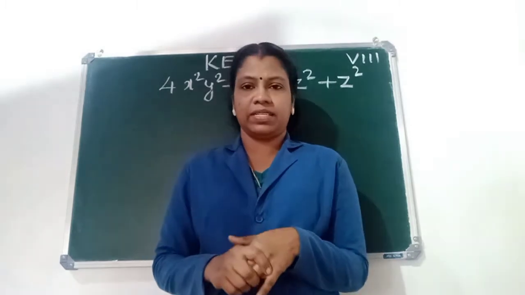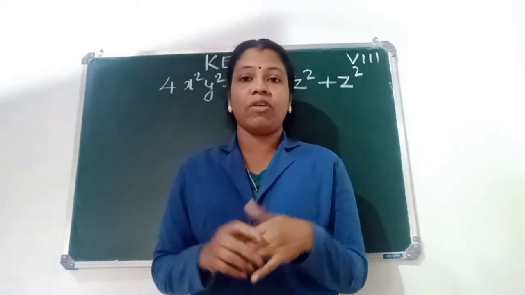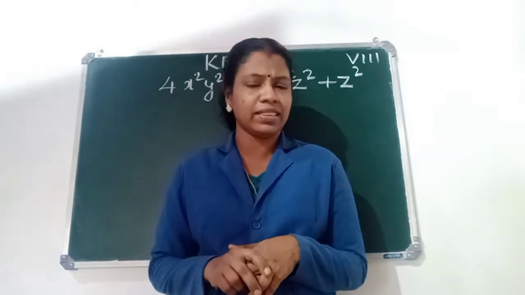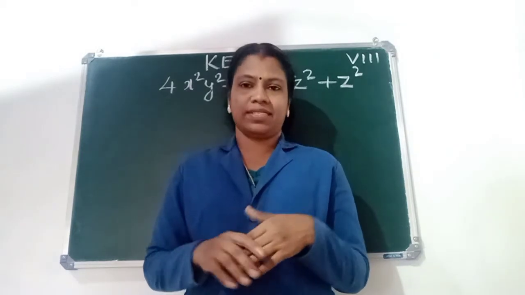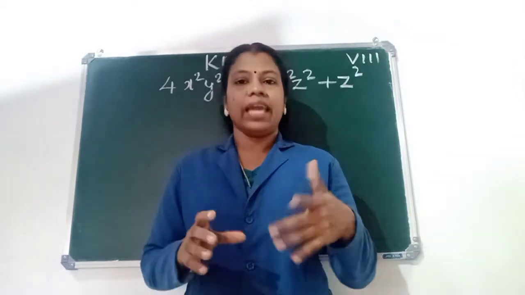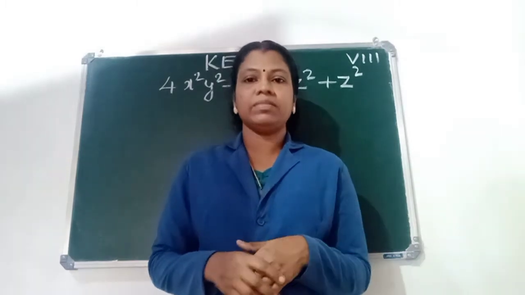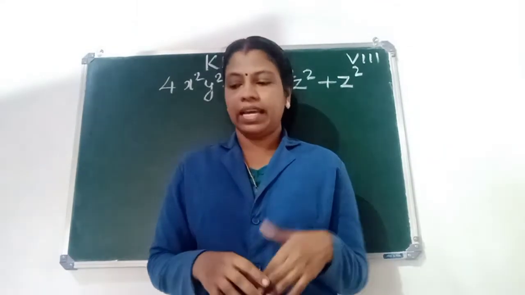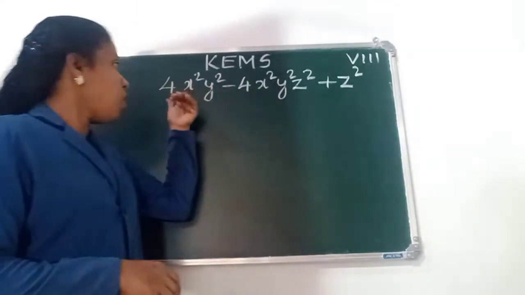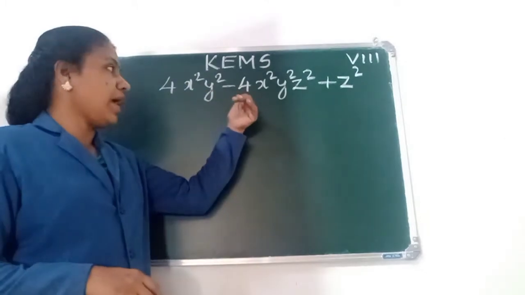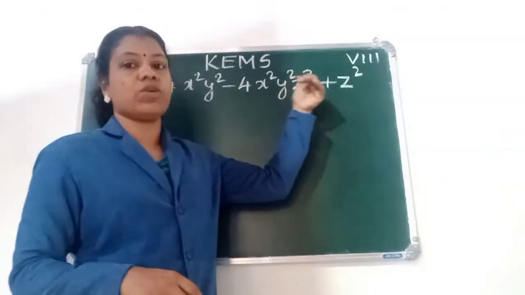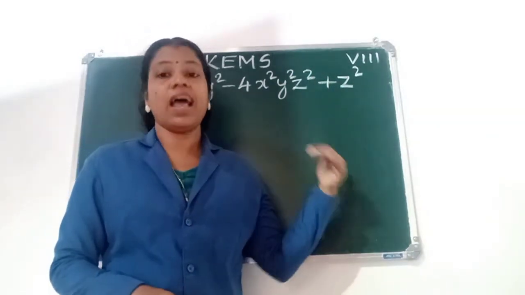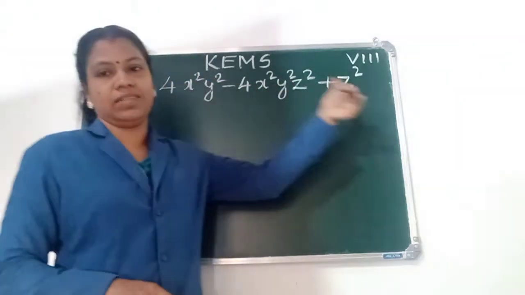Yes, we can express the terms and factors of an expression through a tree diagram. Now, do you remember the method? Anyway, I will show you a tree diagram to express the terms and factors of an expression. Here we have the expression 4x square y square minus 4x square y square z square plus z square. We have an expression having 3 terms, isn't it?